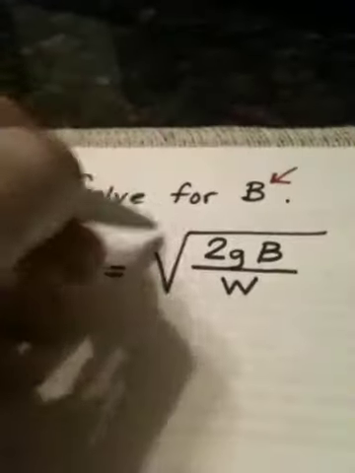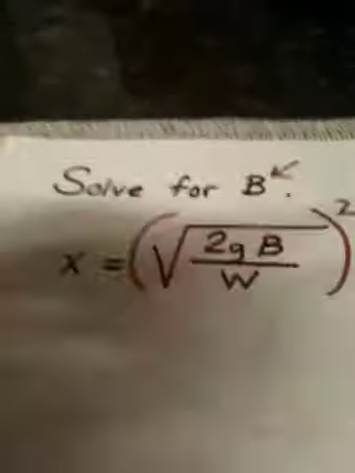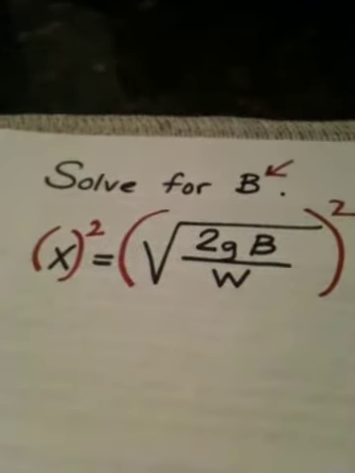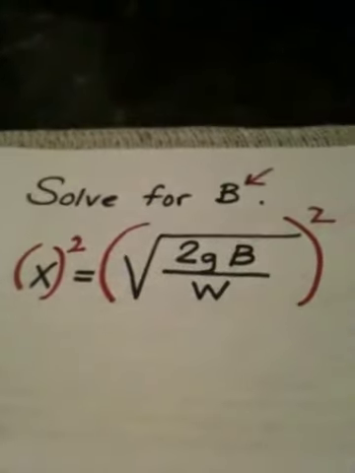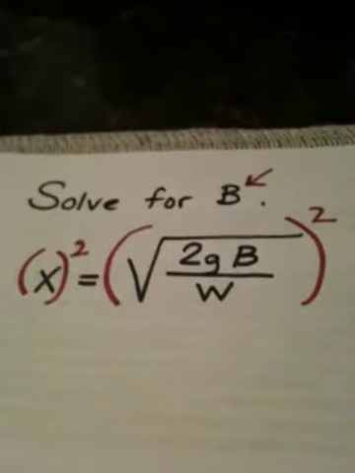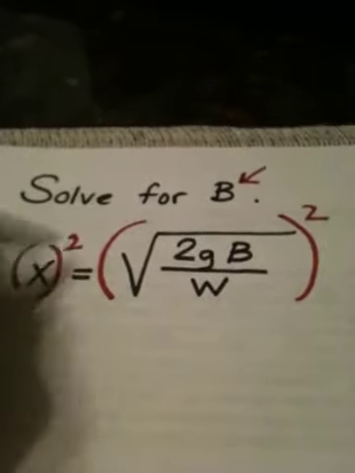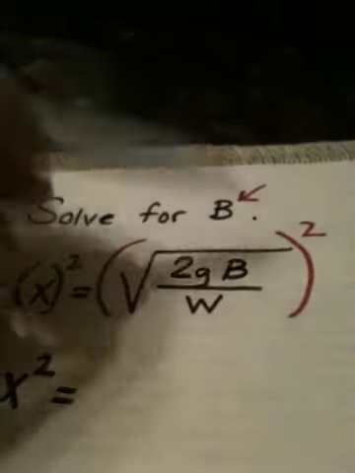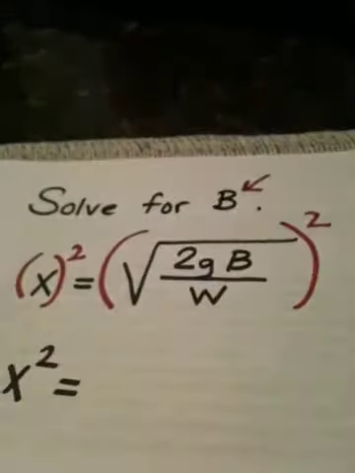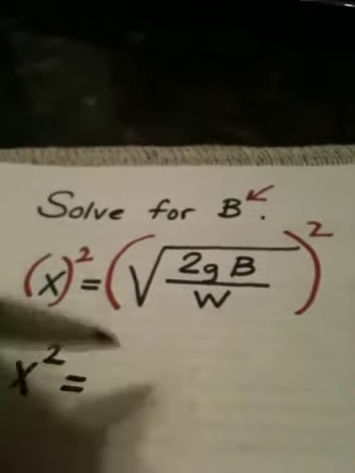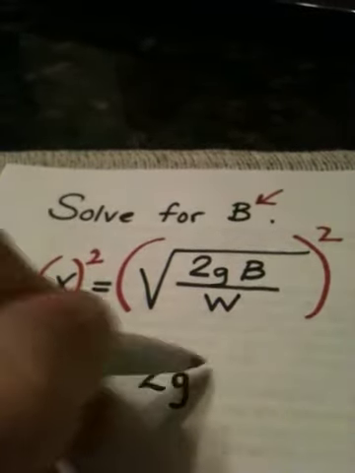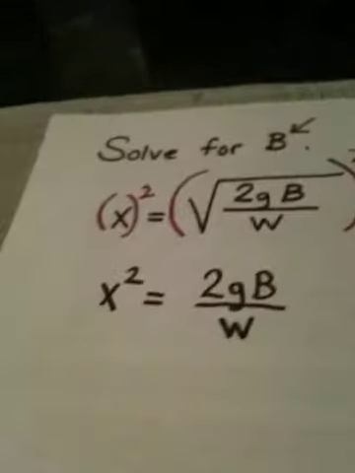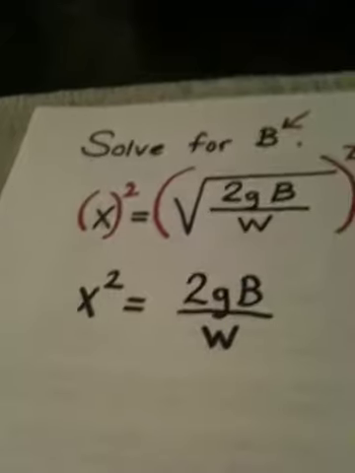To get rid of a square root, we raised both sides of the equation to the second power. If it was a cube root, we would have raised both sides to the third power, so you pay attention to the index. On the left-hand side, this becomes x squared. On the right-hand side, the square and the square root disappear because they're inverse operations, so I'm left with 2gb all over w. So what I've accomplished so far is the radical is gone.